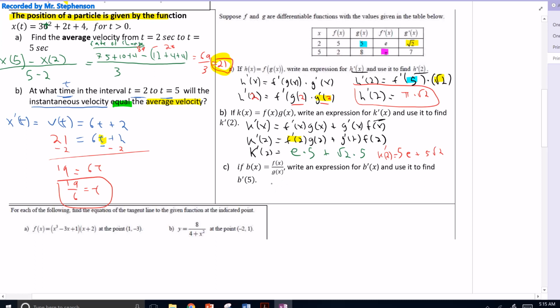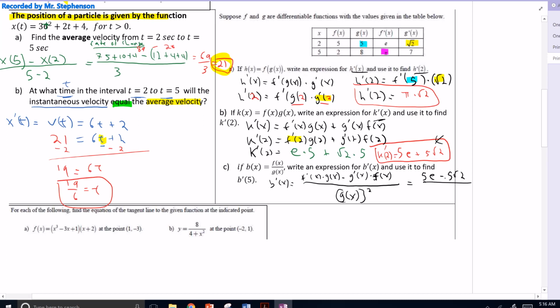Okay, last one here on this is b of x. We have to do the quotient rule. So b prime of x is f prime times g minus g prime times f, all over g of x squared. And when I plug in all my numbers, I already know f prime and g. These are the same numbers from above, so it's going to be 5e minus 5 root 2, right? Remember, product rule and quotient rule were very similar, except for that sign in the middle.